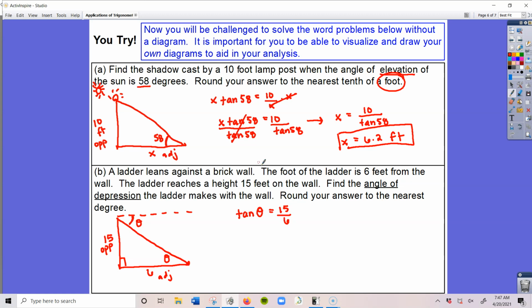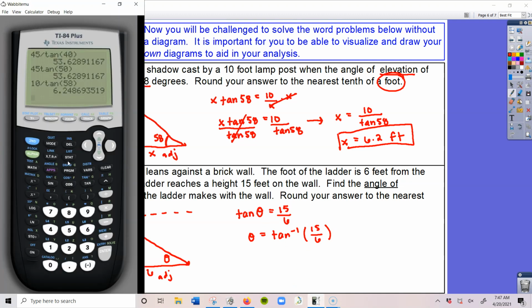So remember, to separate the angle, we have to apply the inverse. So theta is equal to the inverse tangent of 15 over 6. Now I just go to my calculator. I'm going to select second tangent to activate the inverse, 15 over 6. Remember, we only use the inverse tangent when we're looking for a missing angle. We never use it any other time.